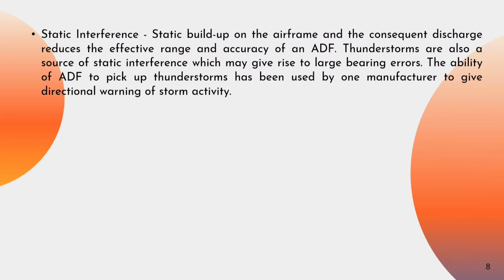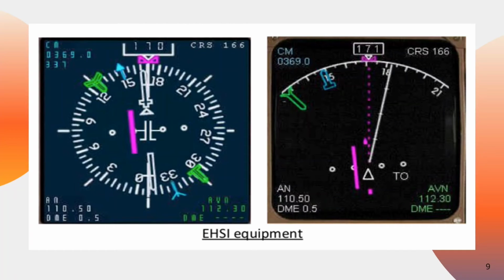Static interference. Static buildup on the airframe and the consequent discharge reduces the effective range and accuracy of the ADF. Thunderstorms are also a source of static interference which may give rise to large bearing errors. The ability of ADF to pick up thunderstorms has been used by one of the manufacturers to give directional warning of the storm activity.